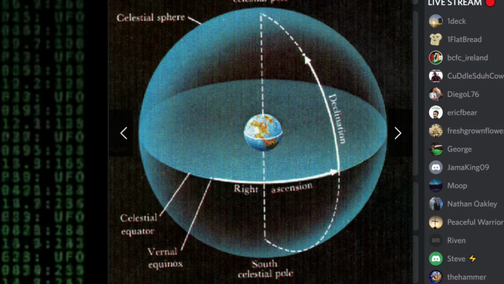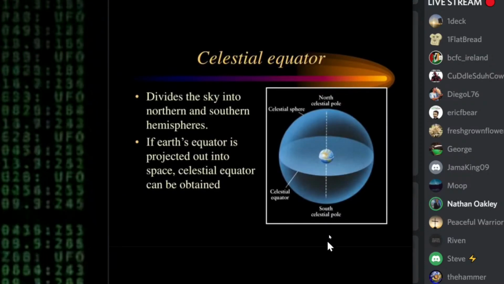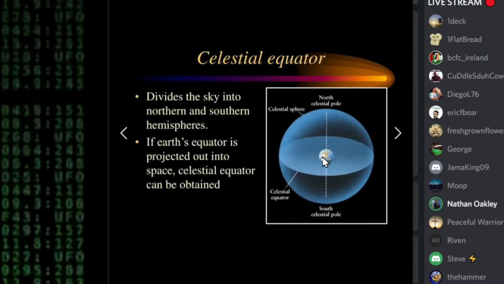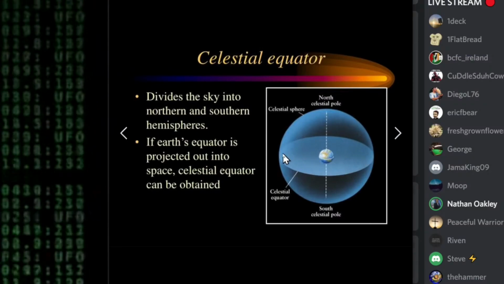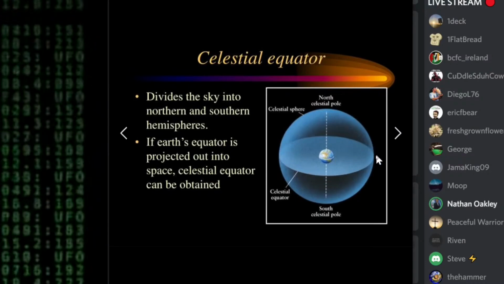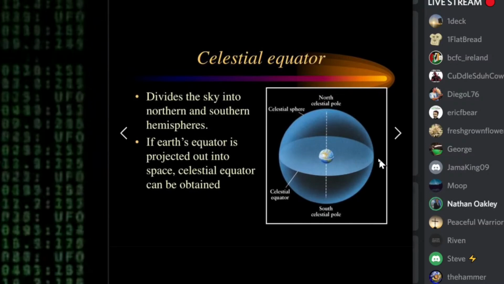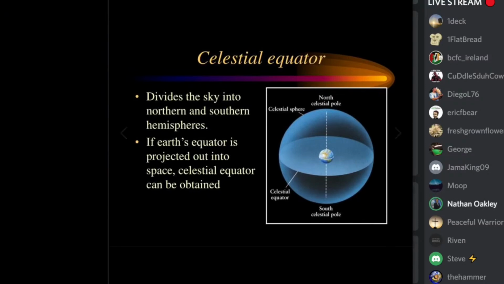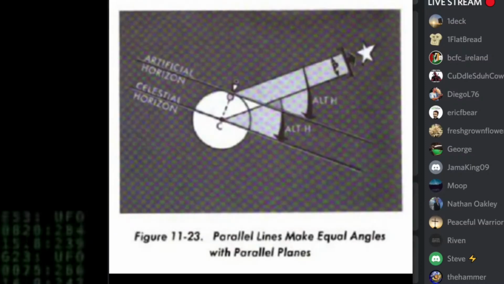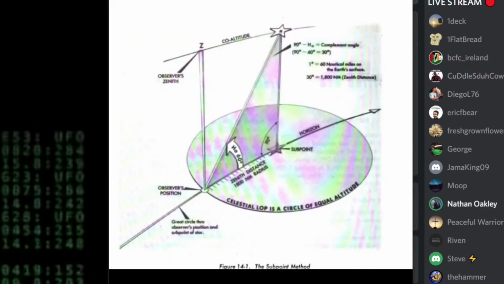Next slide. Celestial equator divides the sky into northern and southern hemispheres. If Earth's equator is projected out into space, celestial equator can be obtained. Well, they're just telling you right here what they're doing. It's a plane all the way from the center to the celestial sphere. And all the nautical almanac measurements are done from that equatorial plane, which means it's all flat surface, because it has to be an angle, has to be minus from 90. I'm done. Any questions?